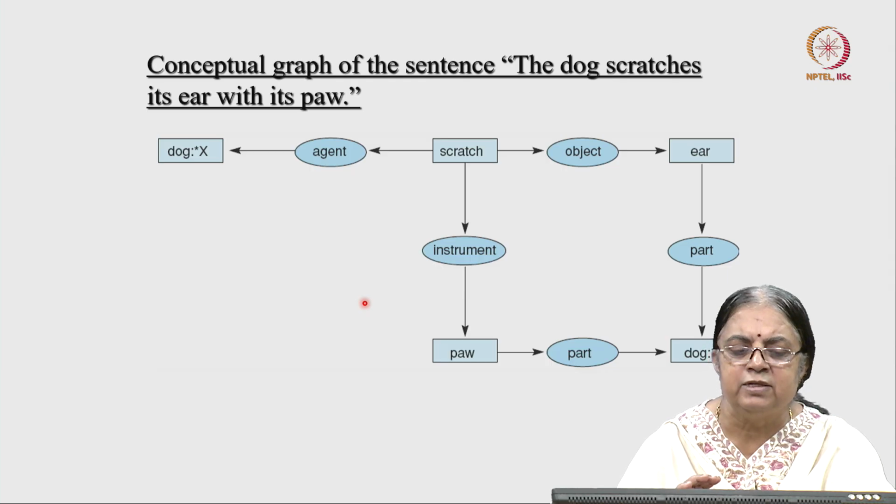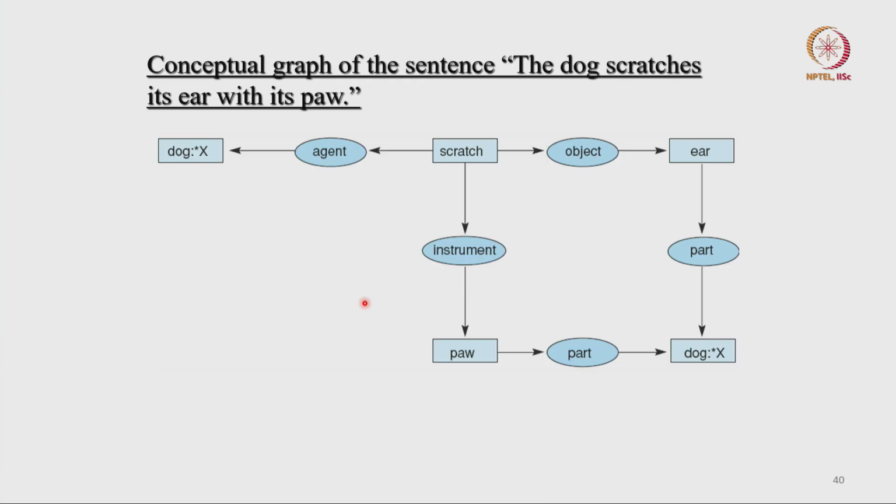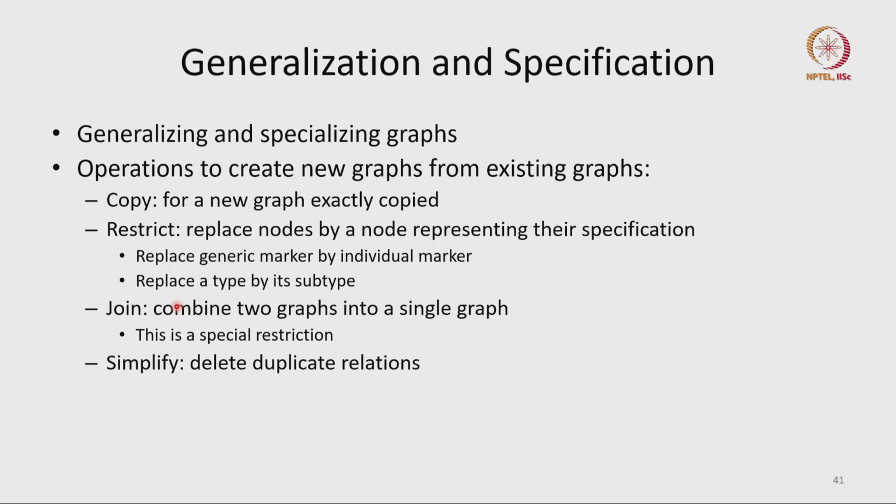So, the dog scratches its ear with its paw. So, you have scratch, the object is the ear, the instrument is the paw, and the paw is part of the dog, and the ear is also part of the dog, and the agent is the dog. So, this is one conceptual graph. Okay, so let us see how it does all these. So, you have things like copy, restrict, join, simplify, etc.